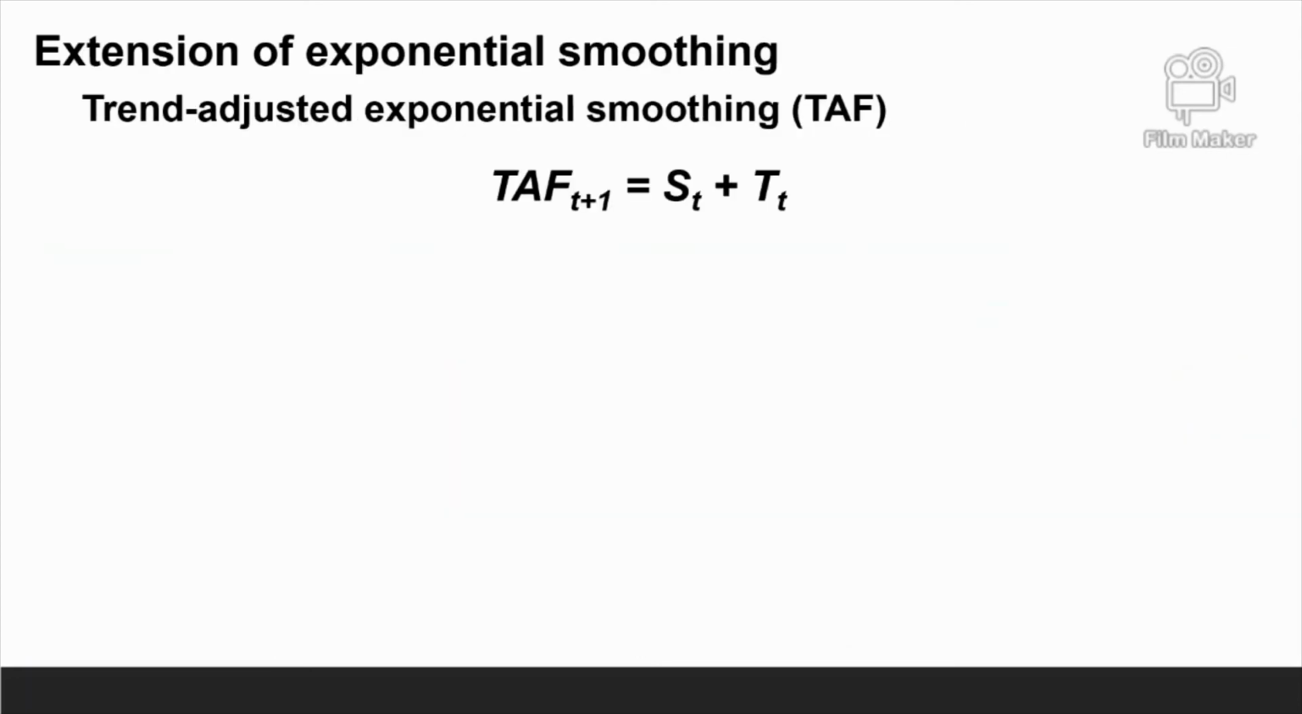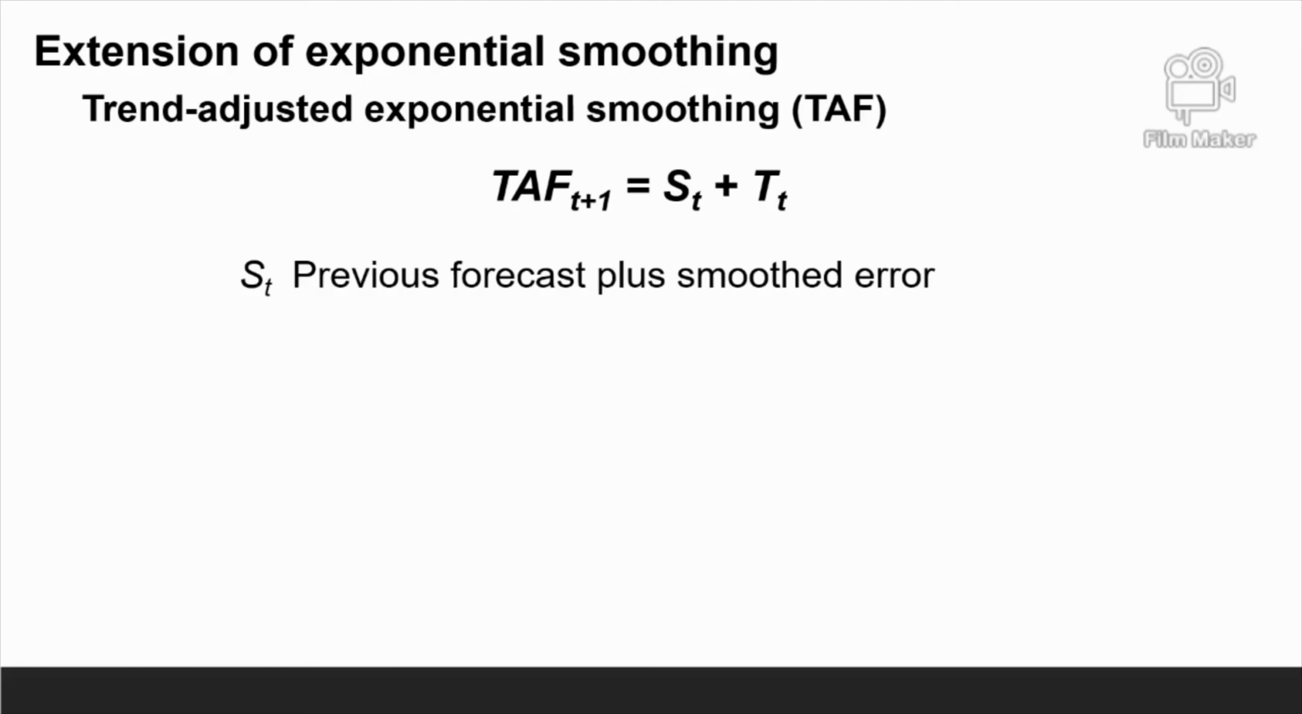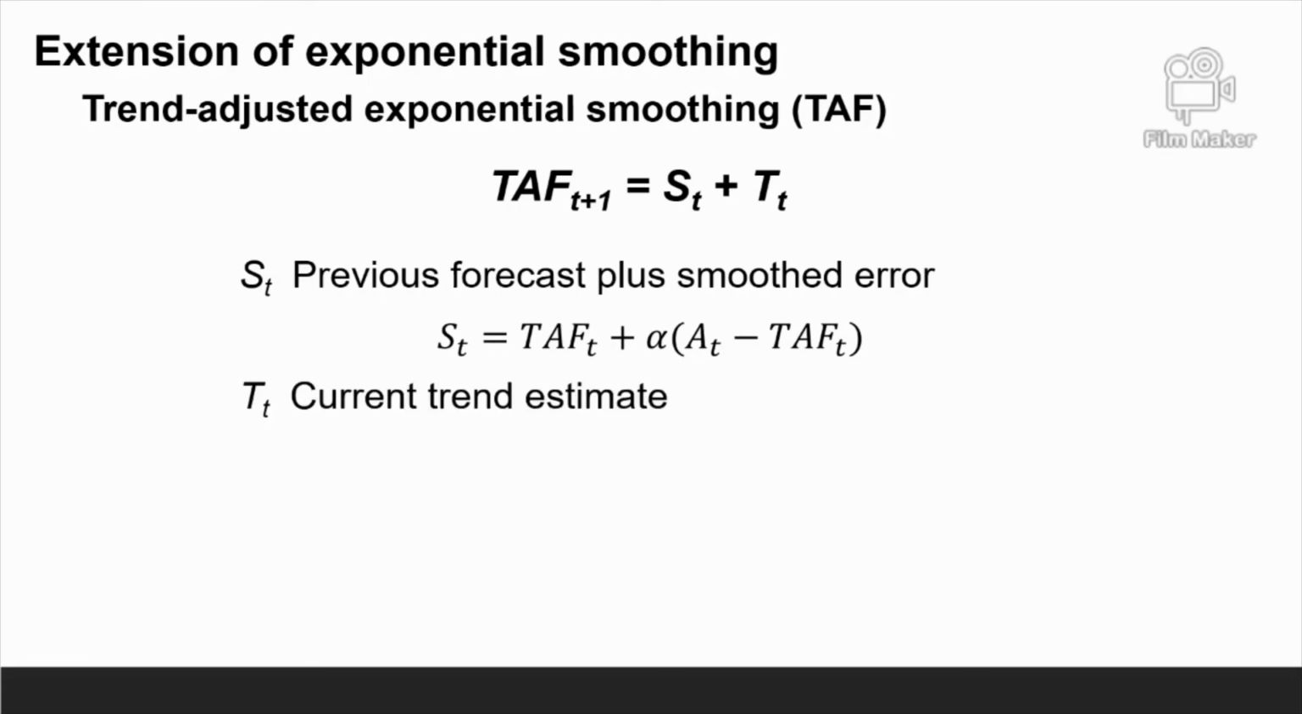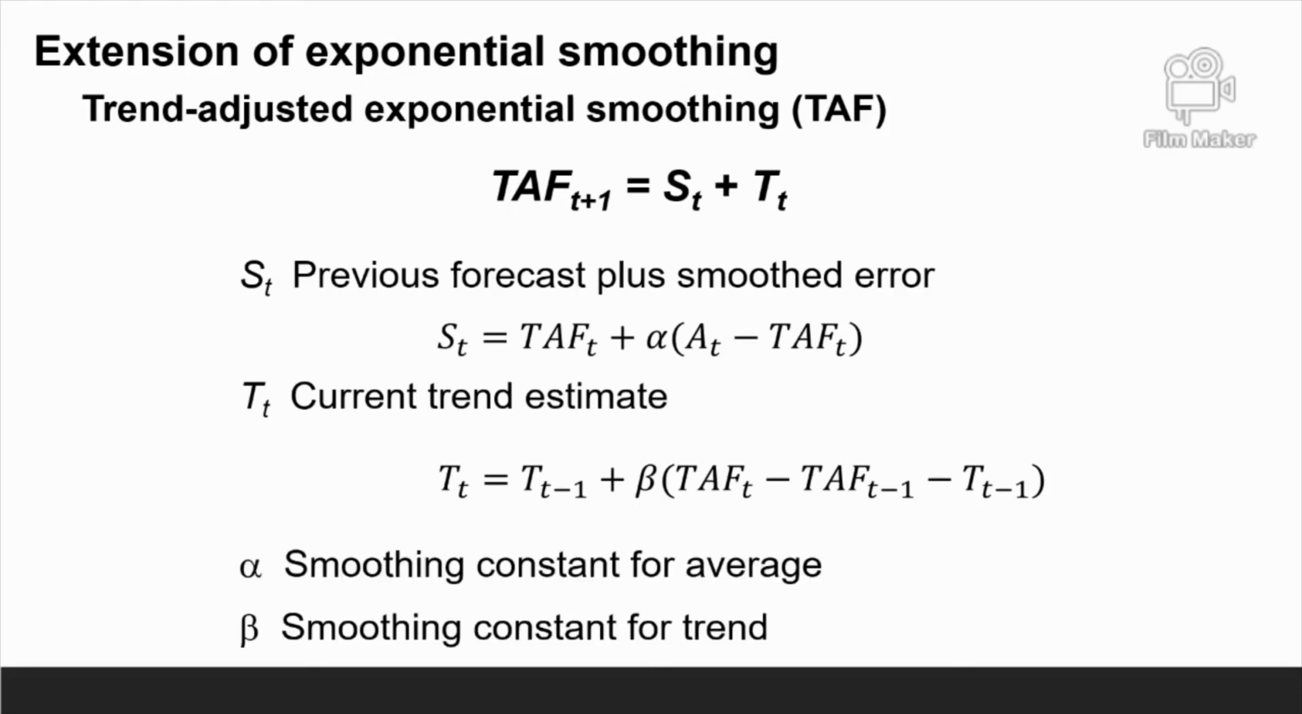We know from the fourth video of this series that TAF(t+1) equal S(t) plus T(t), where S(t) is the previous forecast plus smoothed error, and can be calculated by this equation. S(t) equal TAF(t) plus alpha multiplied by A(t) minus TAF(t), while T(t) is the current trend estimate, and can be calculated by this equation. T(t) equal T(t-1) plus beta multiplied by TAF(t) minus TAF(t-1) minus T(t-1), where alpha is the smoothing constant for average and beta is the smoothing constant for trend.